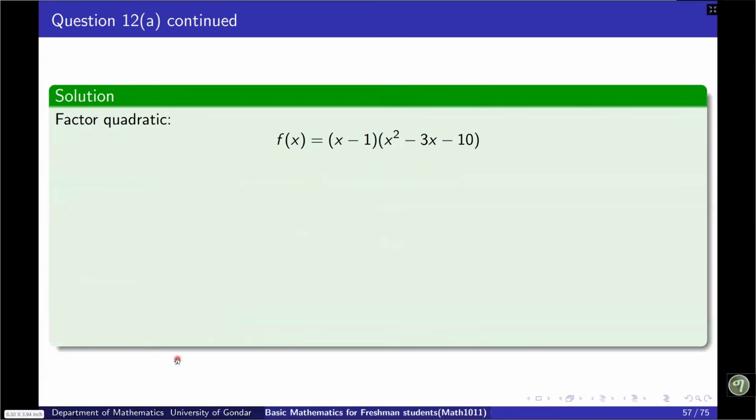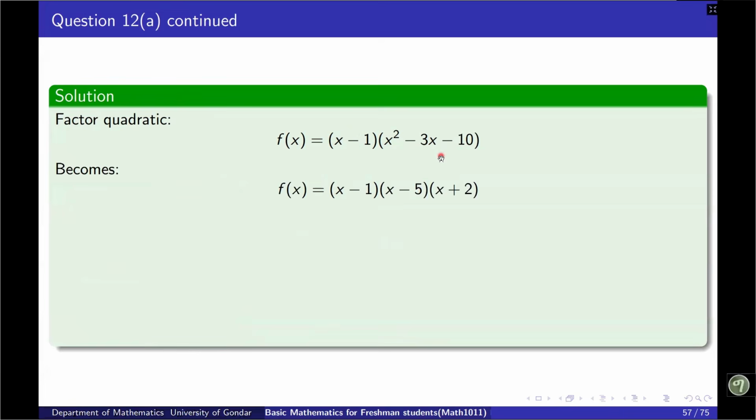Then for the quadratic expression, that means we factorize. Because one of the possible rational roots of the given polynomial function is 1, x minus 1 is a factor. So when f of x is divided by x minus 1, the quotient is x squared minus 3x minus 10.